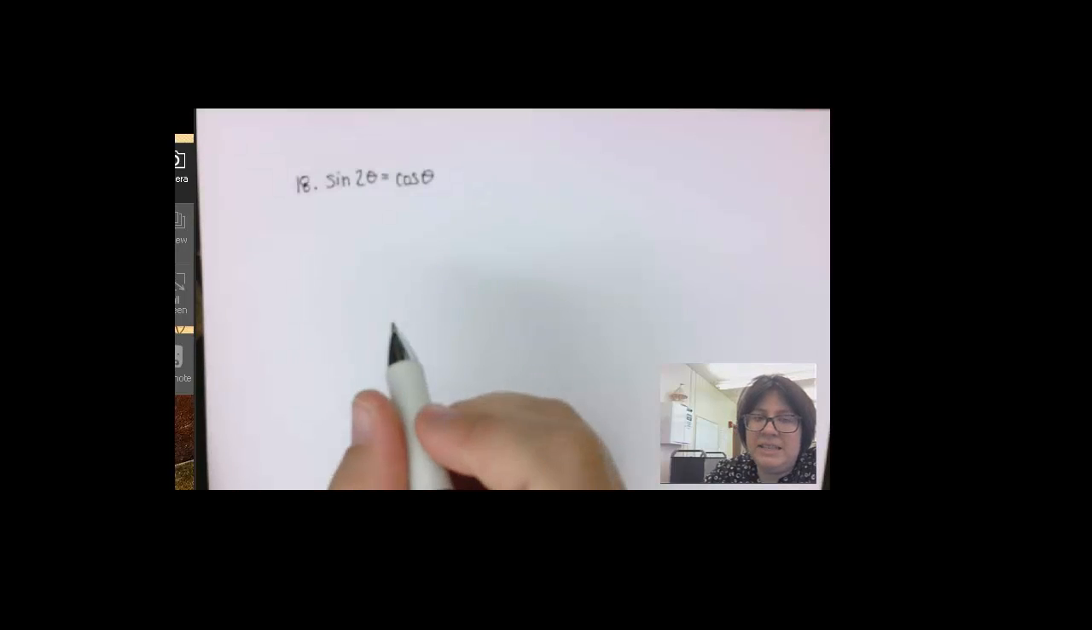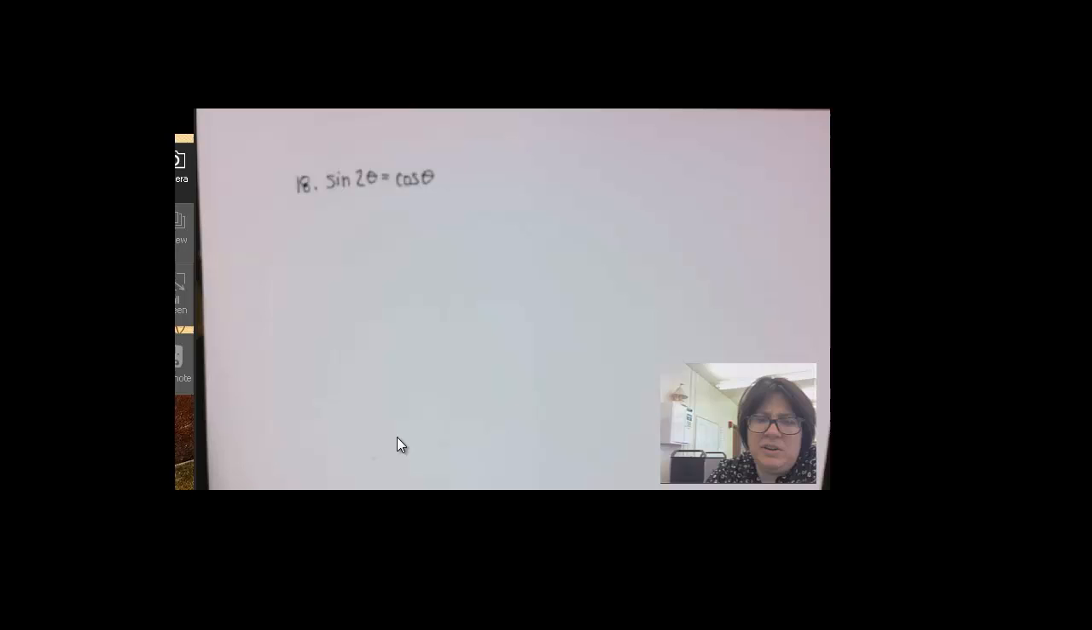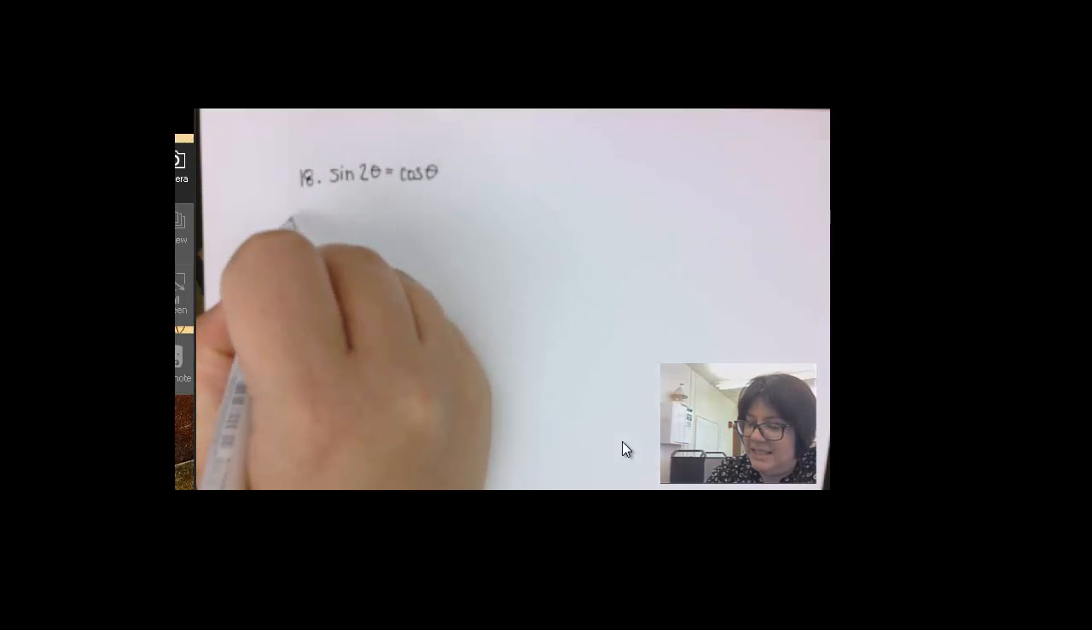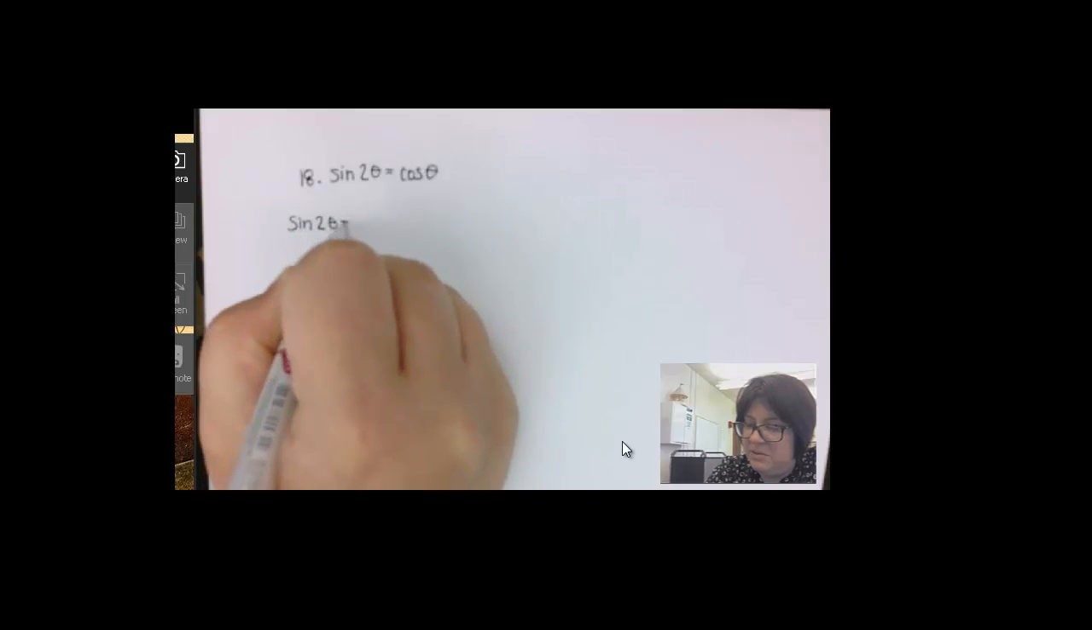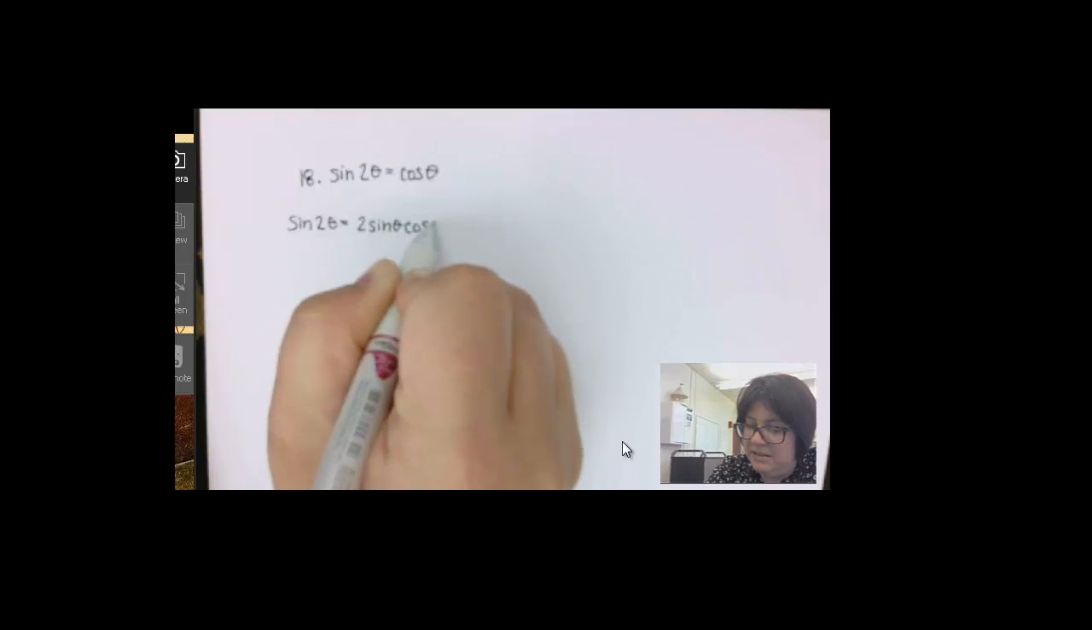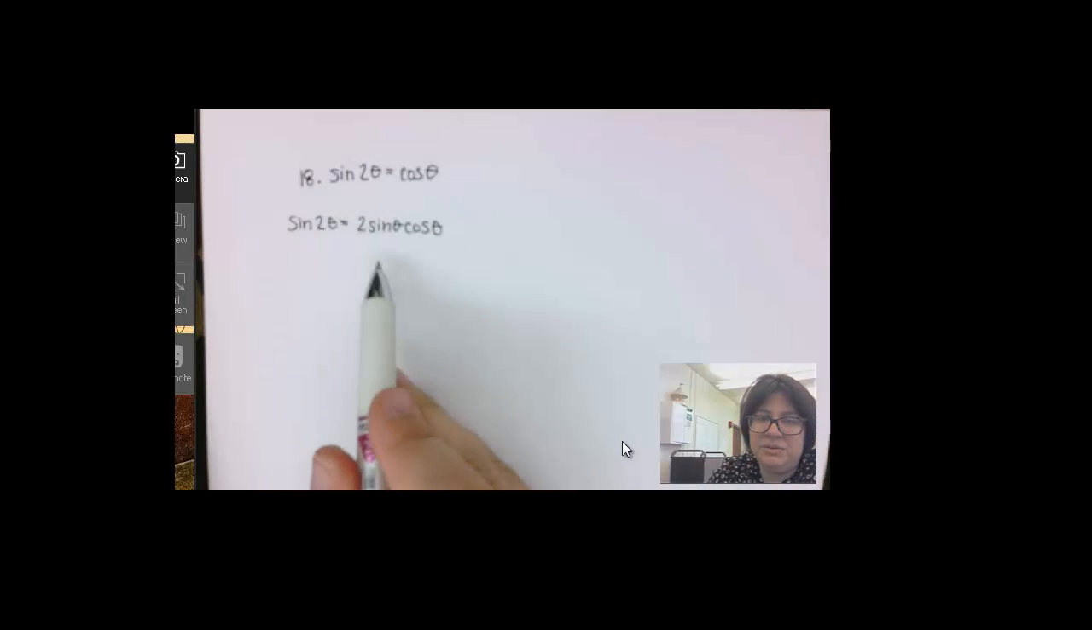So remember that the idea is if you have two trig functions, what you want to do is try to factor if you can. If you can't factor, then you're going to use an identity, and that's exactly what happens here. So remember, you do get the identities on the test. So sine 2 theta equals 2 sine theta cosine theta. All right, so that's the identity we're going to use, and we're going to input it right there.